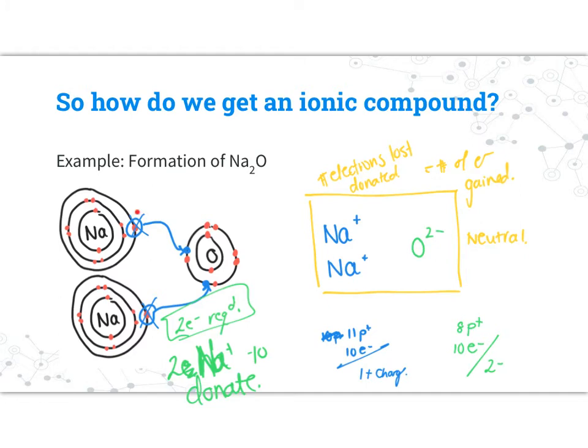Again, sodium each lost 1, so that's a loss of 2 total. Oxygen gained 2, so equal number lost and gained. So when we look at Na2O, it is neutral. It does not have a charge as a compound, and that's because there's 2 positive ions and a 2 negative ion. These add to 0 as a charge.